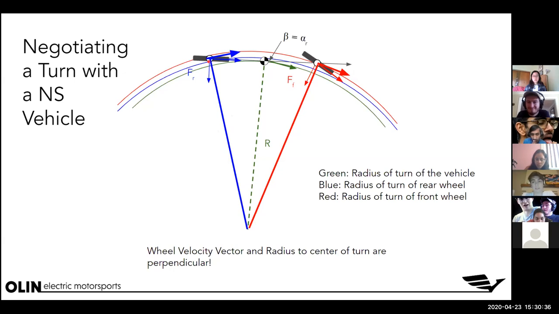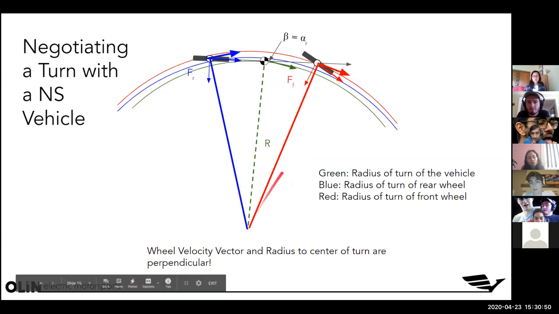The radius of the circle that the rear wheel is moving along is perpendicular to the direction that it's moving. So this is the tangential velocity. This is the path that it's moving along. And the same thing is true for the front.